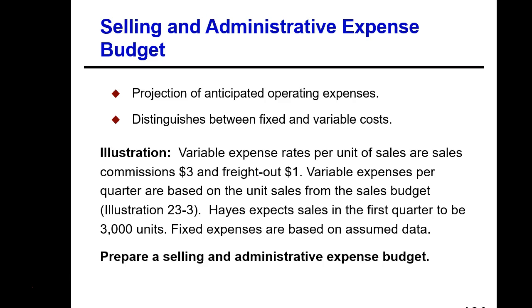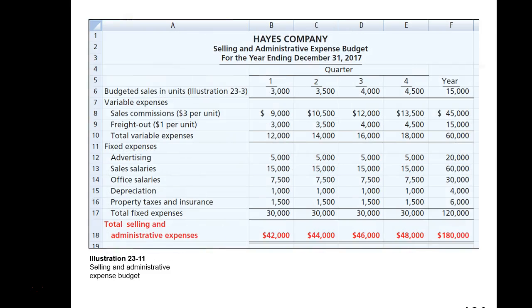So the sales commission and the freight costs, of course, are contingent upon the number of units that's going to be sold. So once again, we're going to go back to our sales budget in order to get information required to prepare our selling and administrative expense budget as well. The fixed expenses are based upon assumed data, so we'll give you the information you need to look at the fixed expense portion of your selling and your administrative expense budget.